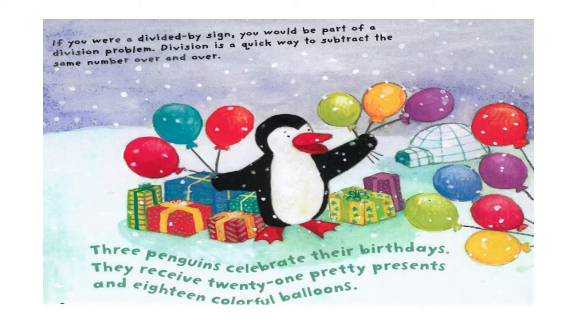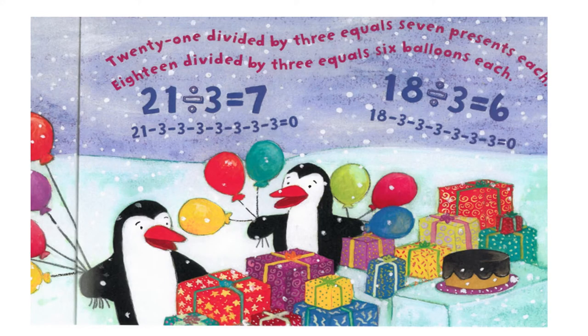If you were a divided by sign, you would be part of a division problem. Division is a quick way to subtract the same number over and over. Three penguins celebrate their birthdays. They receive 21 pretty presents and 18 colorful balloons. 21 divided by 3 equals 7 presents each. 21 divided by 3 equals 7. To check that, we know that it's the same as 21 take away 3, 7 times. 18 divided by 3 equals 6 balloons each. 18 divided by 3 equals 6. To check that, we can have 18 and take away 3, 6 times to equal 0.